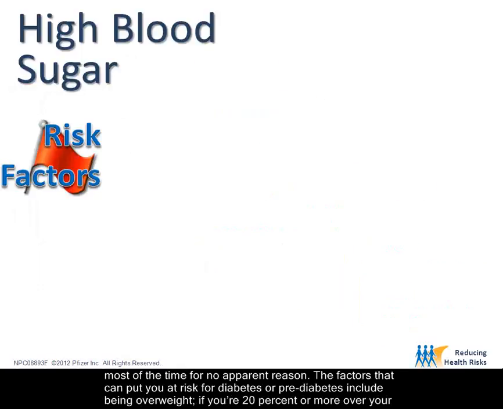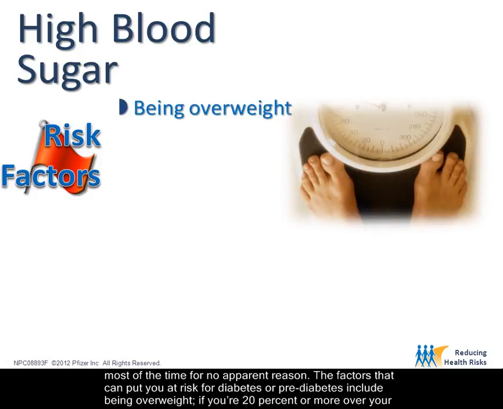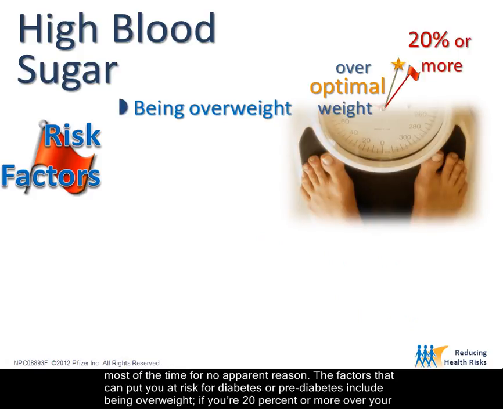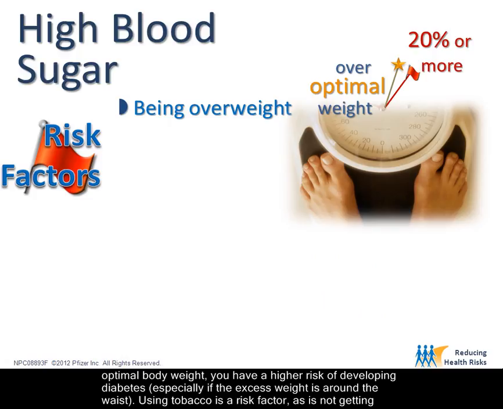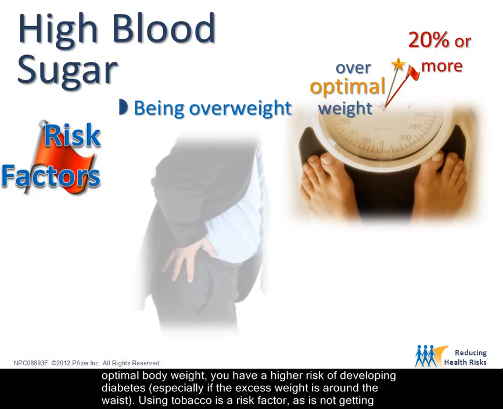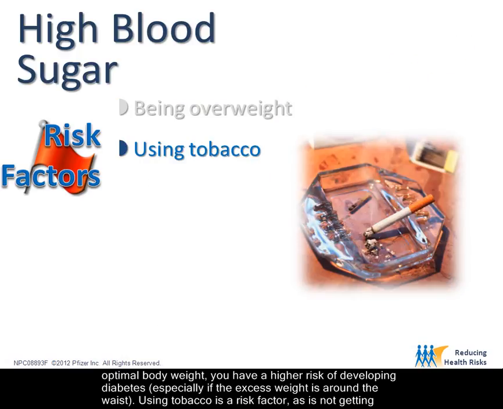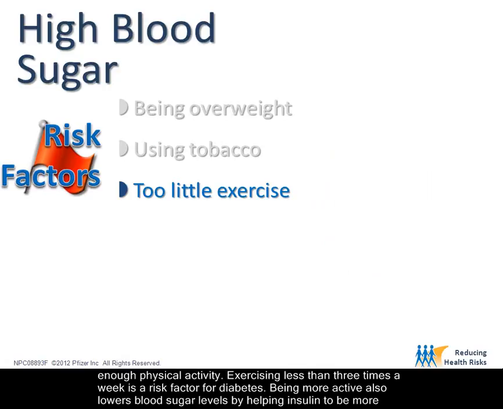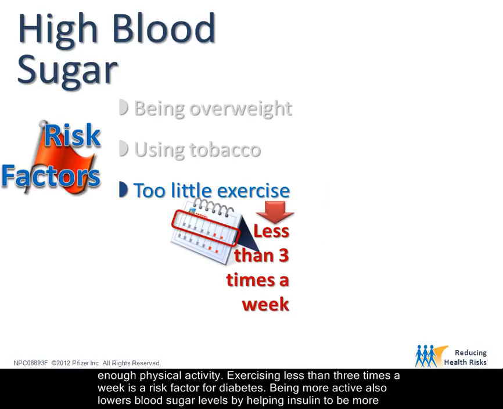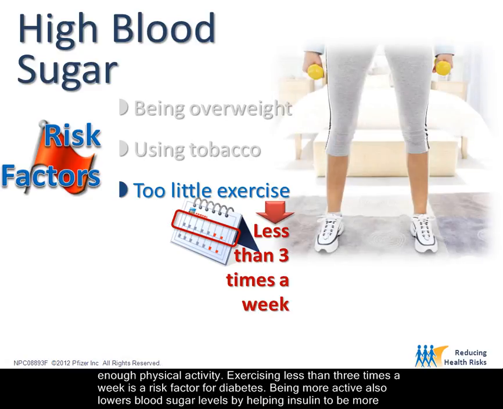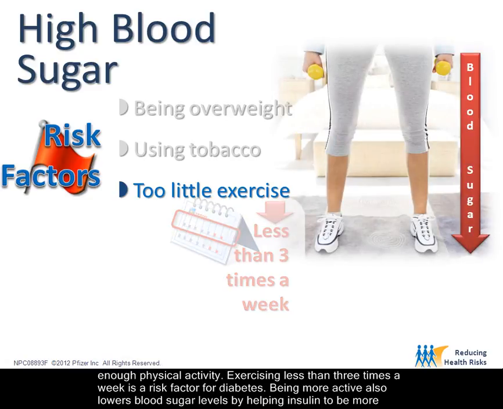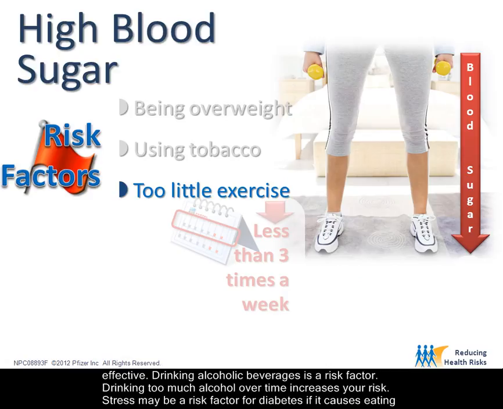The factors that can put you at risk for diabetes or prediabetes include being overweight. If you're 20% or more over your optimal body weight, you have a higher risk of developing diabetes, especially if the excess weight is around the waist. Using tobacco is a risk factor, as is not getting enough physical activity. Exercising less than 3 times a week is a risk factor for diabetes. Being more active also lowers blood sugar levels by helping insulin to be more effective.